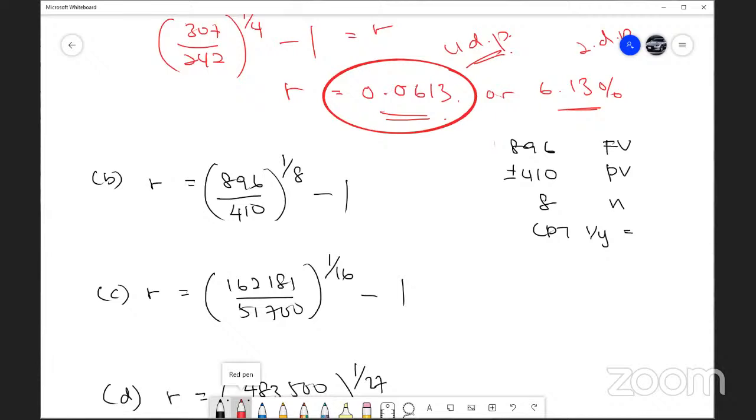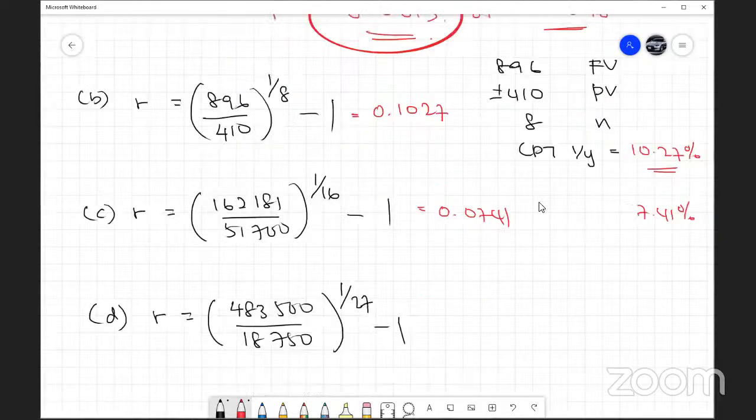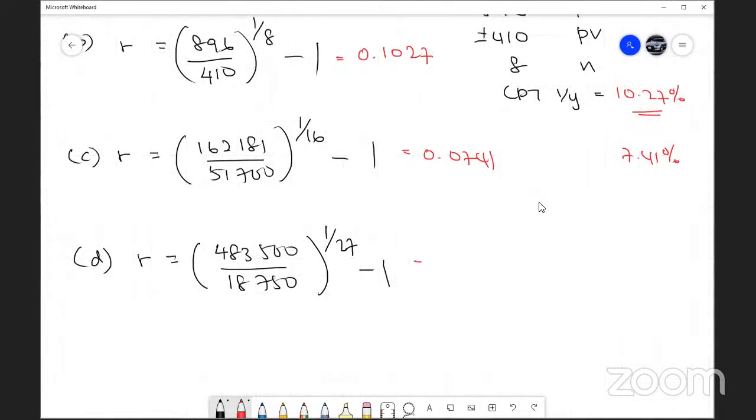In this case, you'll get 10.27 straight away. Here you might get 0.1027. This one gets 0.0741. If you use a financial calculator, it straight away gives you 7.41. And the last one, you compute and get 0.1279, or if you use the calculator, 12.79%.